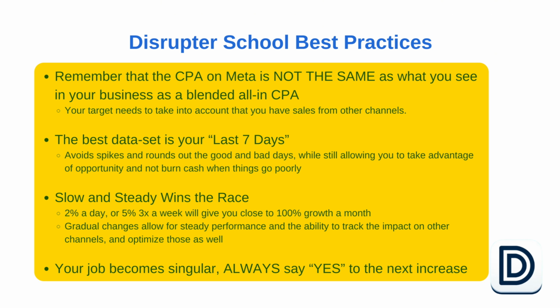2% a day or 5% 3 times a week will give you close to 100% growth every single month. Gradual changes allow for steady performance and the ability to track the impact on other channels and optimize those as well. Remember, we talked about maybe your Facebook ads drive 10 sales and your overall business gets 15. But if you double your ad spend, maybe Facebook says it's getting 18 sales and your overall business is getting 25. The percentage of sales that are responsible from Facebook is going to change when it becomes a larger spending piece of your media mix.